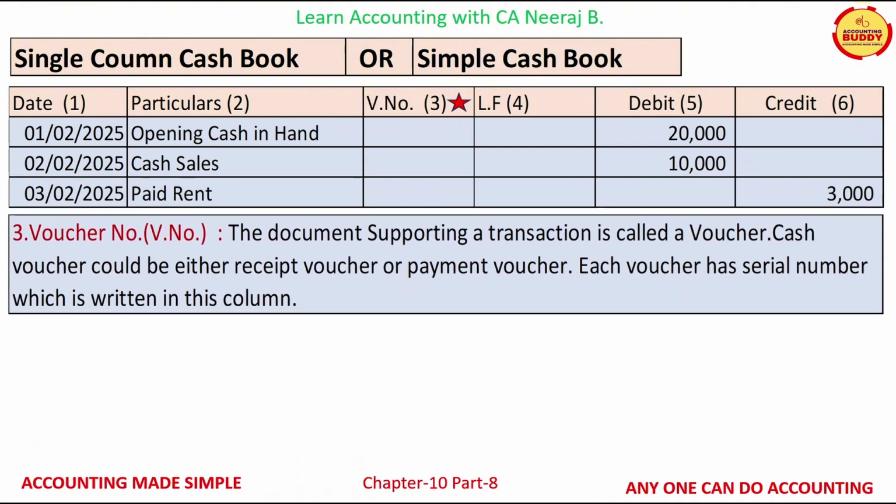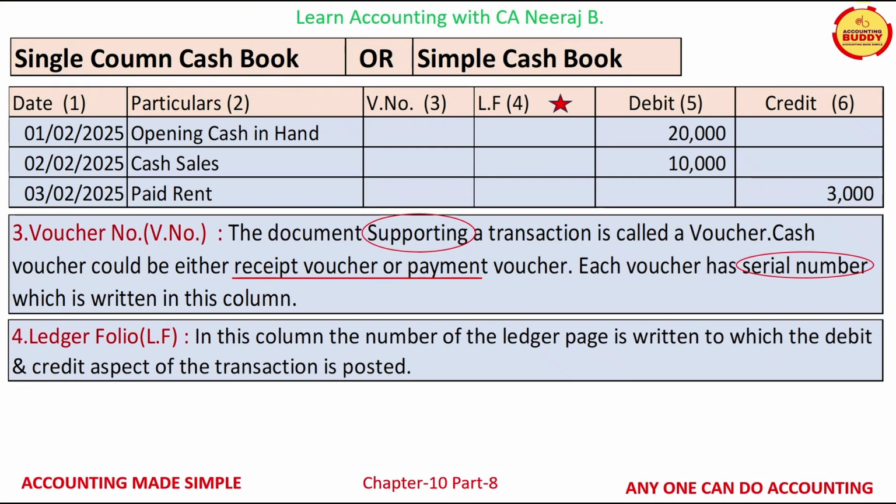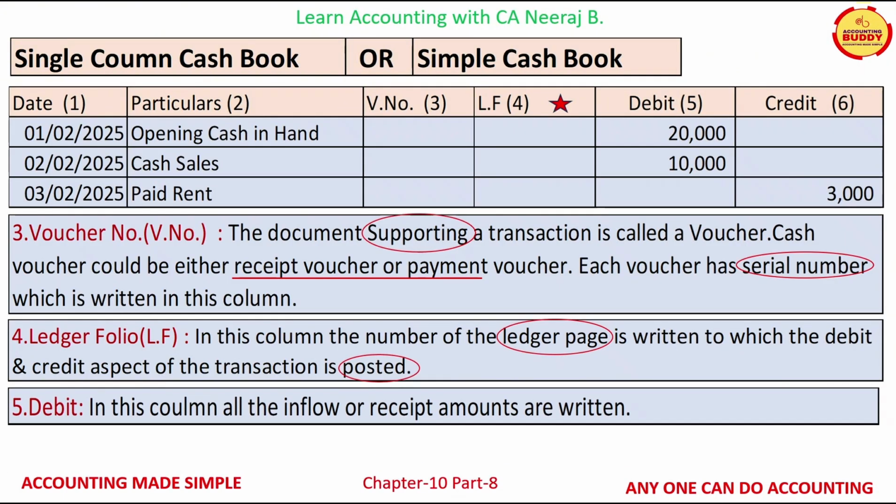Column number 3 is voucher number. The document supporting a transaction is called a voucher. Cash voucher could be either a receipt voucher or a payment voucher. Each voucher has a serial number which is written in this column. Column number 4 is ledger folio. In this column, the number of the ledger page is written to which the debit and the credit aspect of the transaction is posted. Column number 5 is debit.